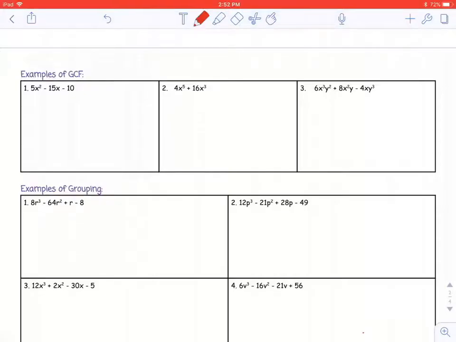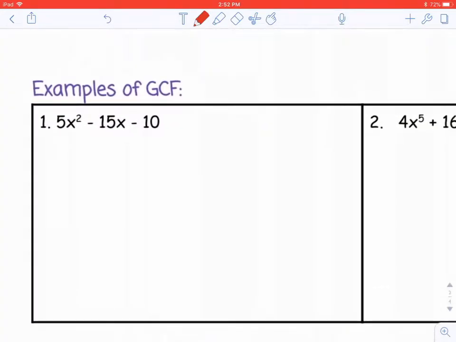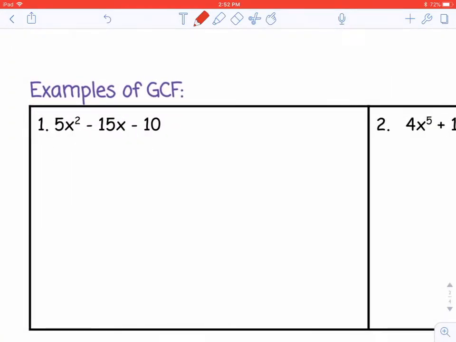In this video, I'm going to go over examples of greatest common factor, or GCF. So for number 1, we're given 5x squared minus 15x minus 10. So you want to think of the largest number and the largest amount of variables you could take out of all 3 of those terms. So 5, negative 15, and negative 10 all divide evenly by 5.